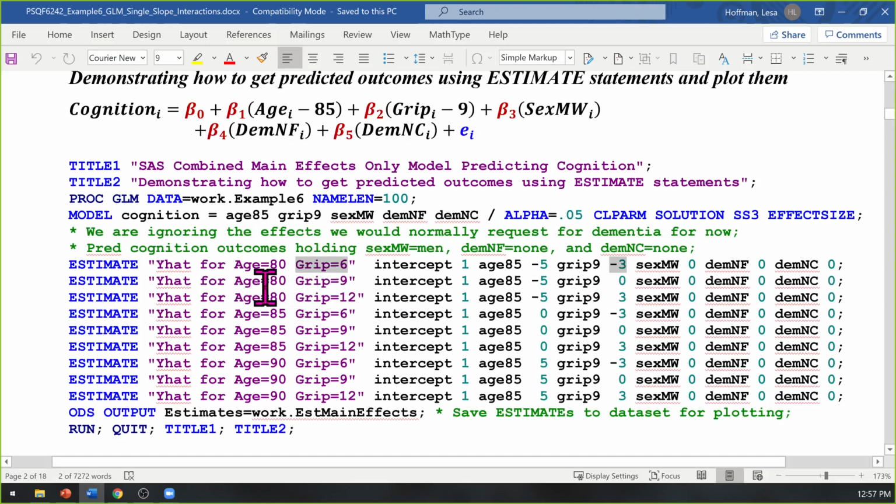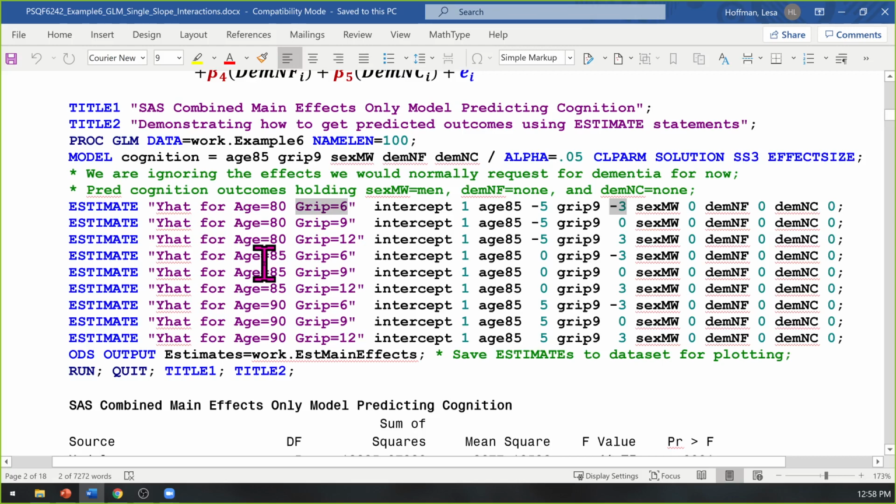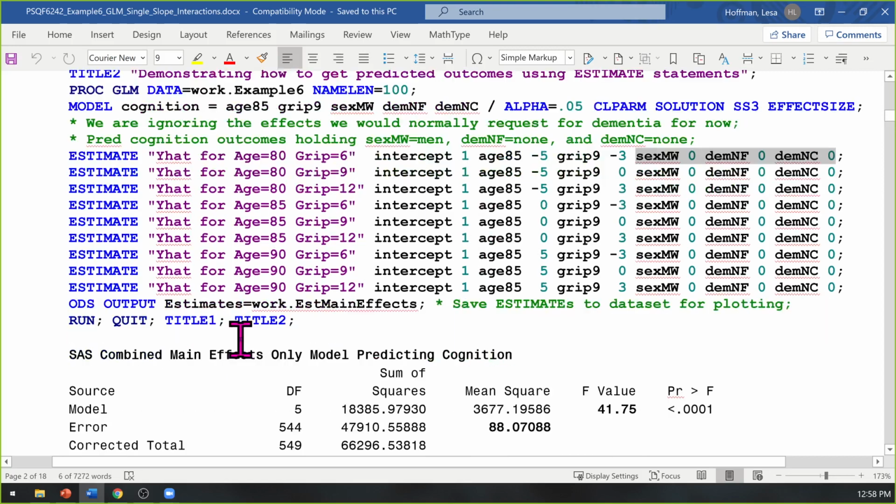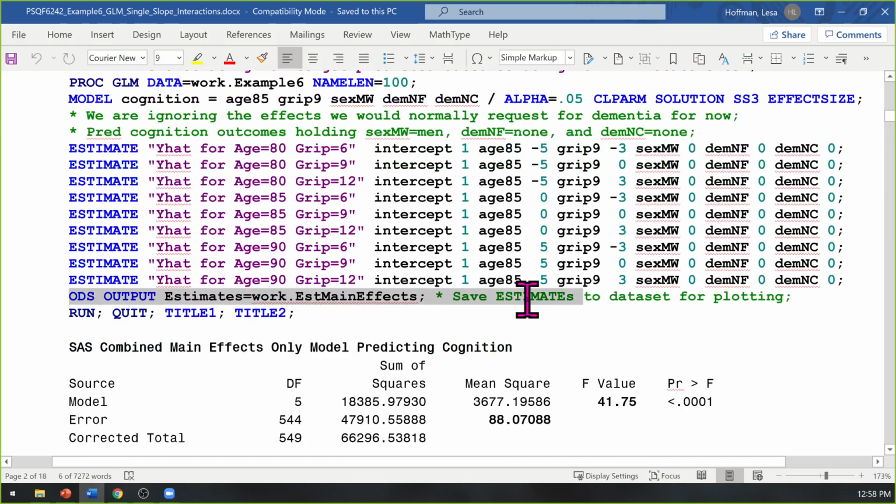So I'm showing combinations of low, medium, and high with respect to age and with respect to grip strength. And the values are always conditional on the scale of the variables. I am deliberately holding these other predictors constant at 0, which means that my predicted outcome corresponds to a man who does not have dementia, because that's what it means to be a 0 in these coded variables here. So then I have 9 of them, and those 9 estimates are being saved to a SAS data set that I'm then going to do operations on to make a plot with.